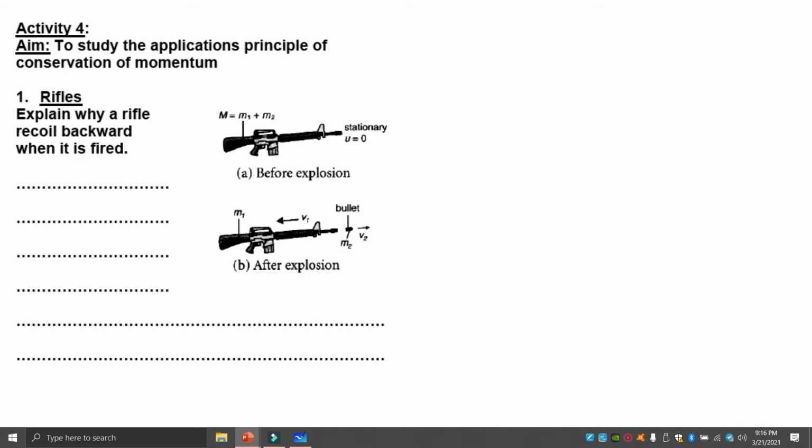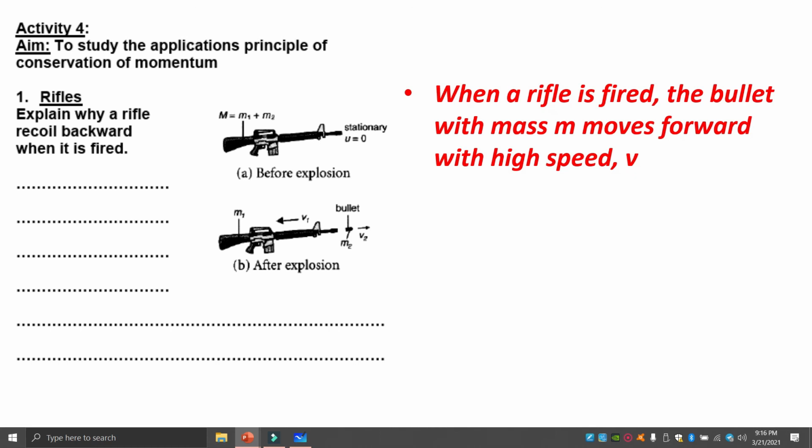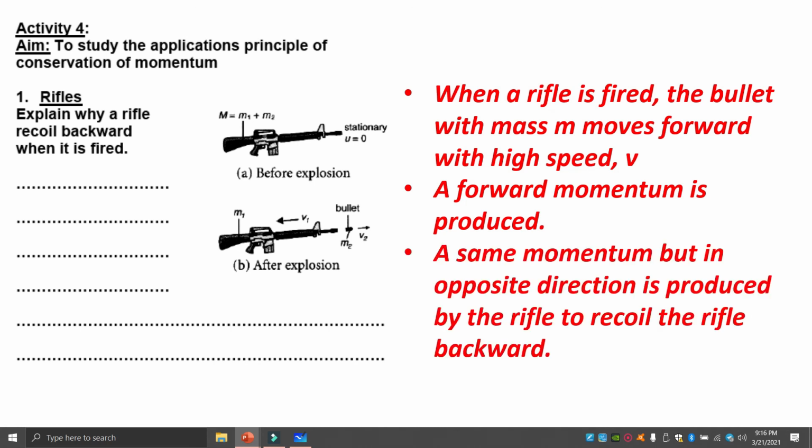Okay, and then this is a rifle. Explain why a rifle recoils backward when it is fired. When a rifle is fired, the bullet with mass m moves forward with a high velocity, which means it has a high momentum. So the forward momentum is produced. The same momentum but in the opposite direction is produced by the rifle, to recoil the rifle backward. So this is the explanation for the rifle.